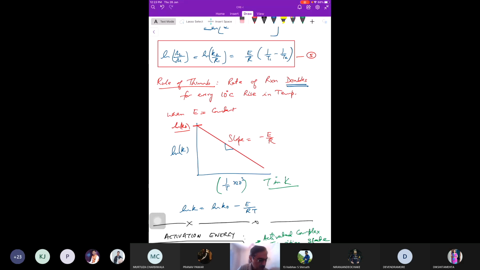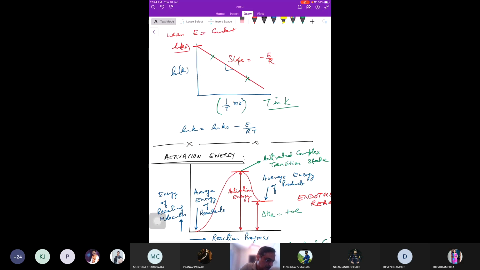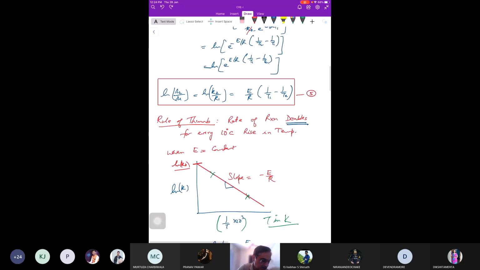So if you know at least two values of k at different temperatures, you can plot ln k versus 1 by T and find what is the value of k naught and minus E by R, or E. ठीक है. And this is an experiment in your CRE practical where you need to find the value of k naught and E. ठीक है. So what is activation energy? आप लोगों ने पढ़ा है केमिस्ट्री में कहीं?